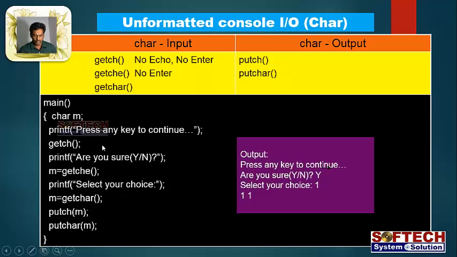It accepts only one key. That is no echo, no enter key. If we use getch, it will not display the character on the screen, and we do not need to press the enter key. That is no echo, no enter. So this character input function, getch, is suitable for the time of "press any key to continue".